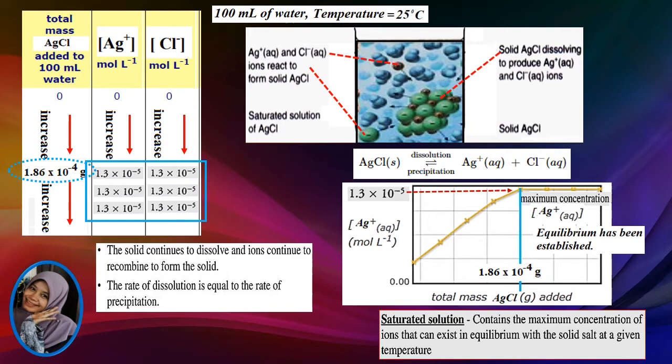We can conclude that a saturated solution contains the maximum concentration of ions that can exist in equilibrium with the solid salt at a given temperature. Adding more solid silver chloride will not increase the concentration of ions in the solution.